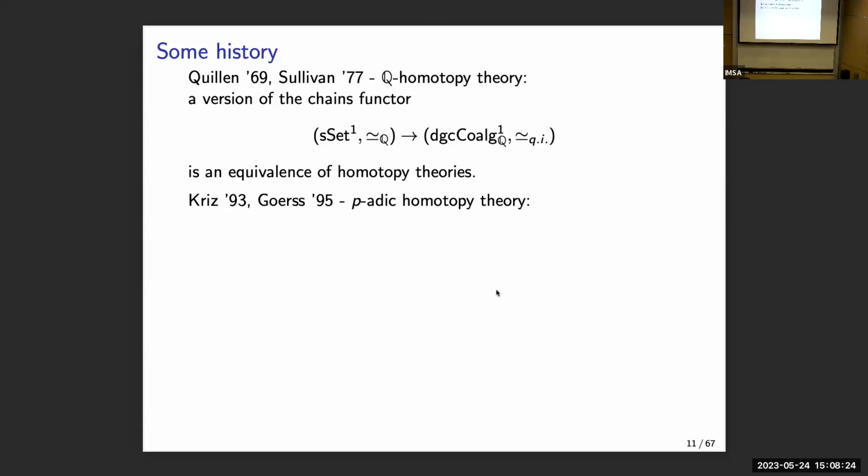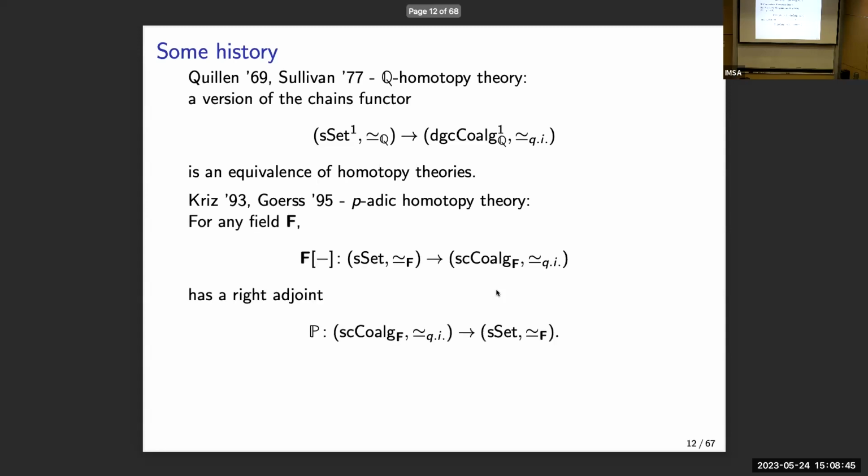Later on, people wondered what can one say over fields of characteristic p. This is known as p-adic homotopy theory. This was work done by Igor Kriz and Paul Goerss in '95. And the version I'm describing here is a formulation due to Goerss. I'm going to be a bit more precise here because this is what I want to build upon today.